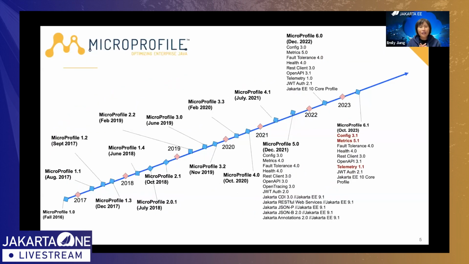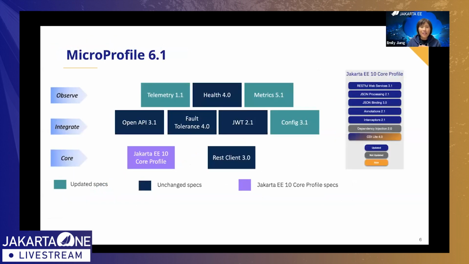This is the timeline of the MicroProfile releases. As you can see, it has very frequent releases. We have releases every year. This year we released MicroProfile 6.1 in October. MicroProfile 6.1 is a minor release. It has 3 MicroProfile specification updates: Telemetry 1.1, Metrics 5.1, and Config 3.1. All the others are unchanged. As you have learned a lot about Jakarta EE, MicroProfile 6.1 is packaged with the Jakarta EE 10 Core Profile.